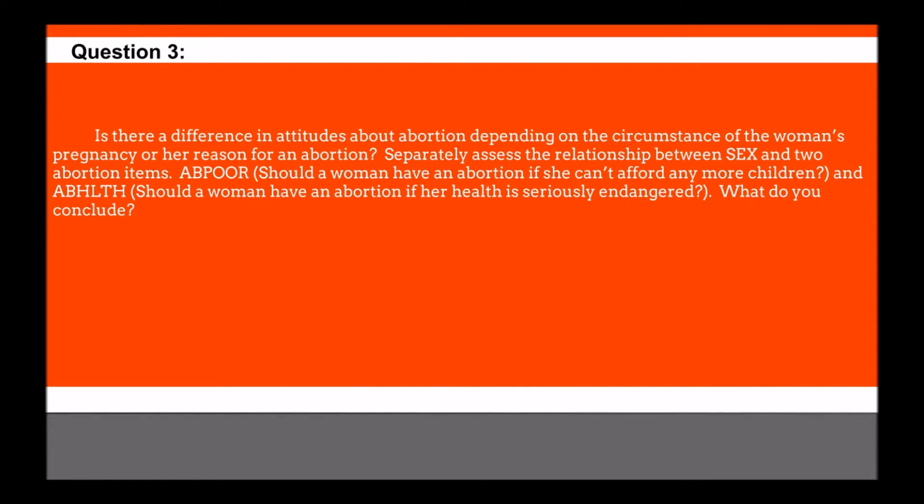Question 3 asks us if there is a difference in attitudes about abortion depending on the circumstances of the woman's pregnancy or her reason for an abortion. So we're going to separately assess the relationship between sex and two abortion items. ABPOOR: should a woman have an abortion if she can't afford any more children? And ABHEALTH: should a woman have an abortion if her health is seriously endangered? And then what do you conclude? For this, we're going to make two different crosstabs with sex as our independent variable and ABPOOR and ABHEALTH as our two dependent variables.